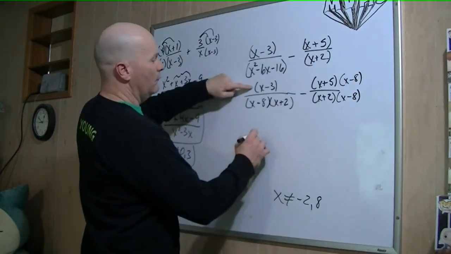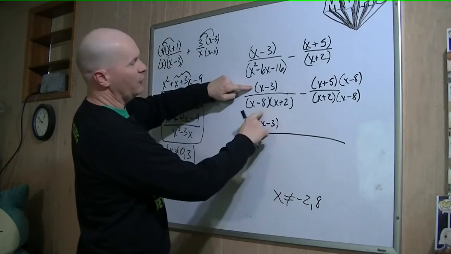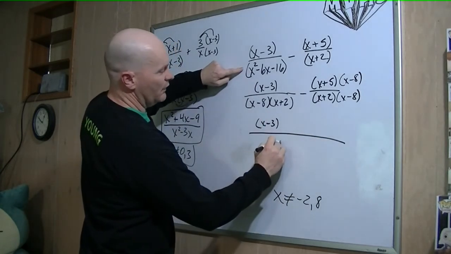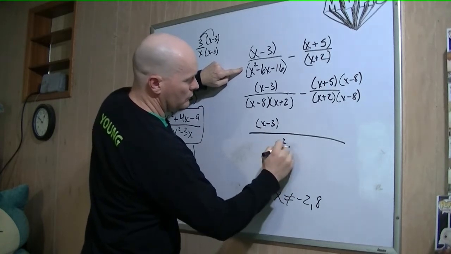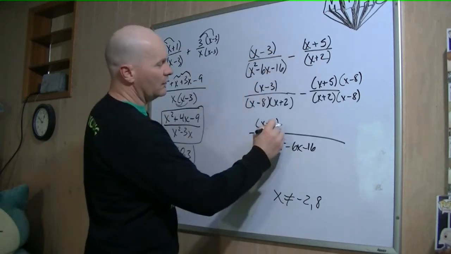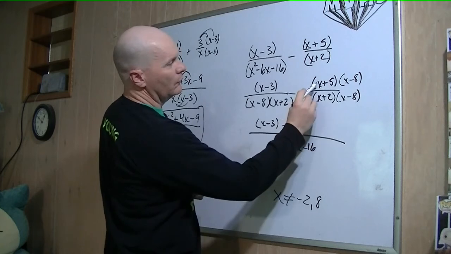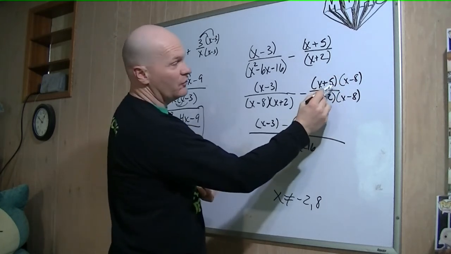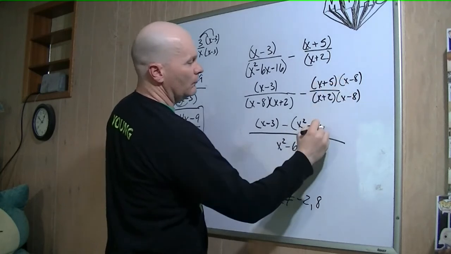Okay, let's combine it into one big one. If we multiply these back out, we already know it's going to be minus 6x. Okay, if I do FOIL on this part, I get x times x is x squared minus 8x plus 5x, that'd be minus 3x minus 40.